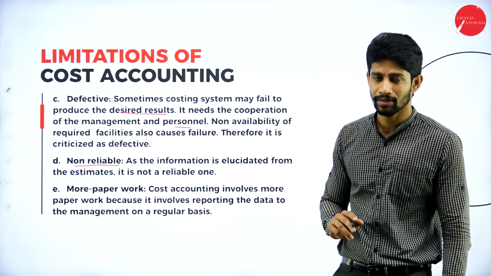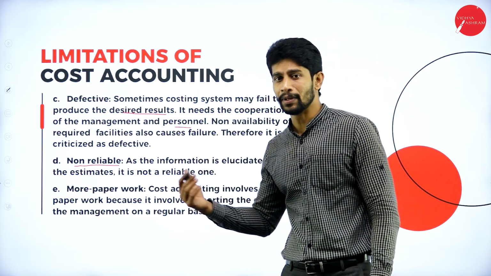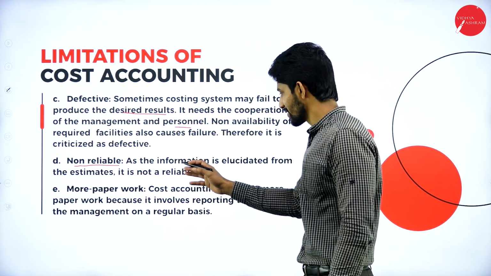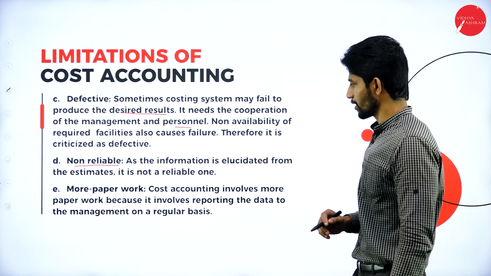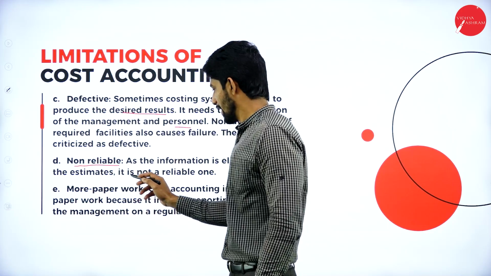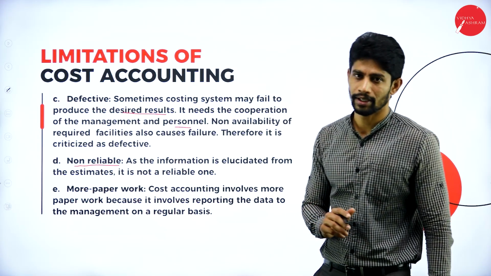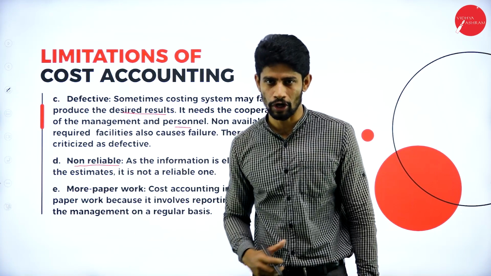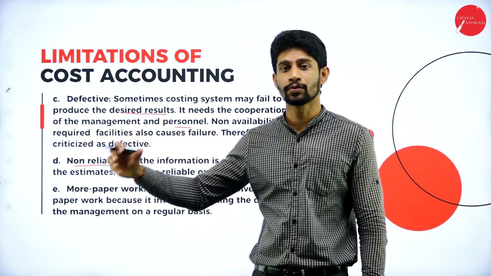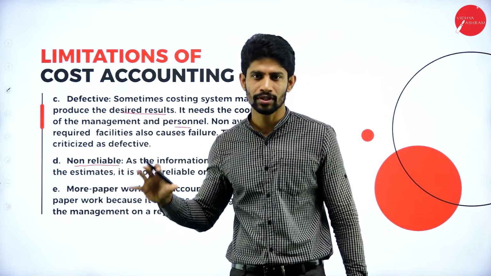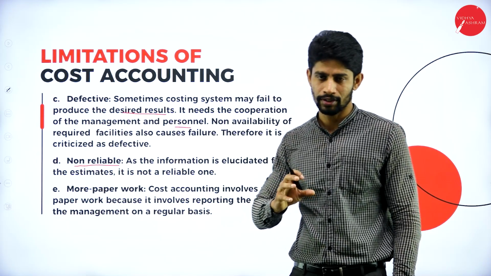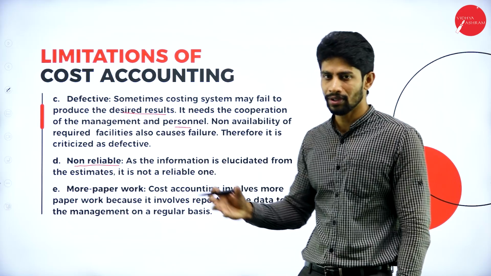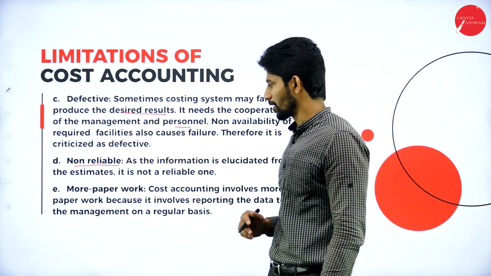Next, non-reliable. Yes, always you can't believe in the cost accounting system. As the information is elucidated from estimates, it is not a reliable one. Yes, we are going to estimate the cost of the product, or the cost to produce 100 units or 1000 units or 10,000 units of product. So this estimation, you can't rely on the information we are going to gather. So that is why it is non-reliable.